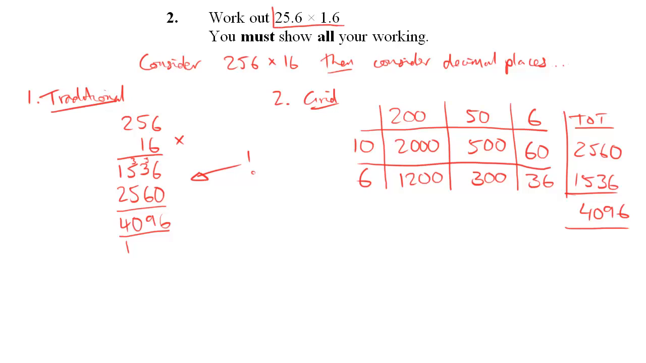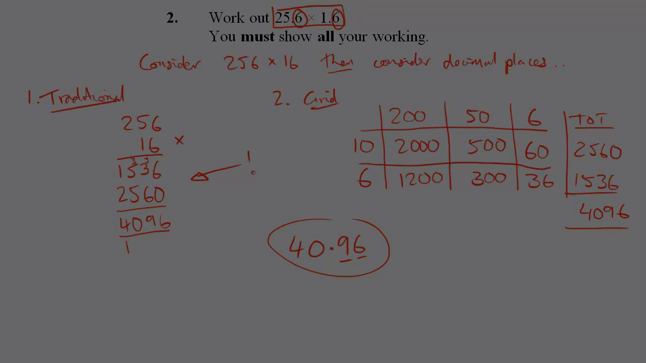So that's the first part done, but this was our sum, 25.6 times 1.6. So in total we've got two digits after the decimal points. So in our answer, we want to have the same thing. So it's going to be 40.96. And there we have our two digits in the answer. You can check that that makes sense by doing a rough estimate. 25 times 1.5 is about 40.